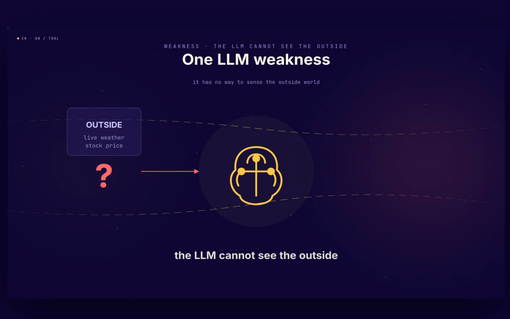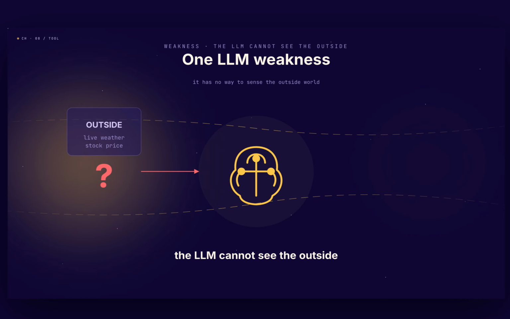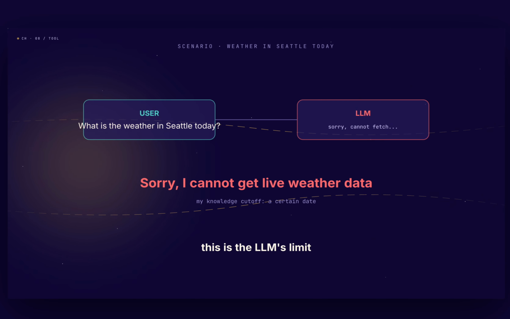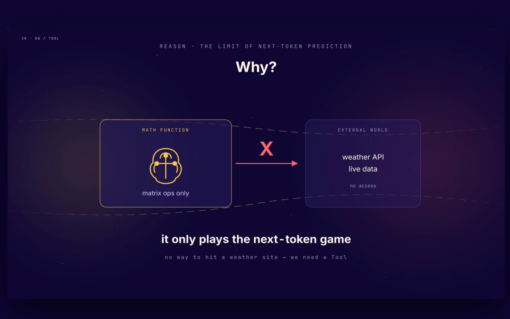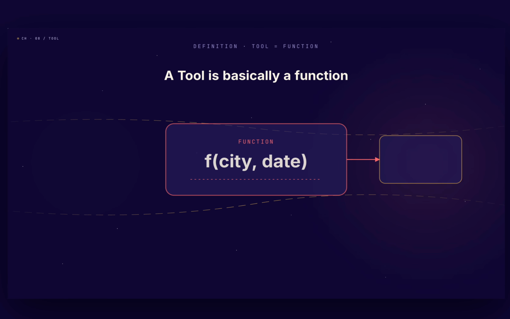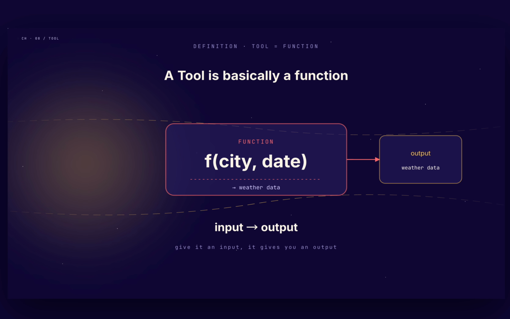First, a weakness of large language models. They can't sense the outside world. For example, you ask the model, "What's the weather like today in San Francisco?" It says, "Sorry, I can't get real-time weather info. My knowledge cuts off at some past date." Why? Because the model is just a word completion game. It really has no way to hit a weather website and pull real-time data.